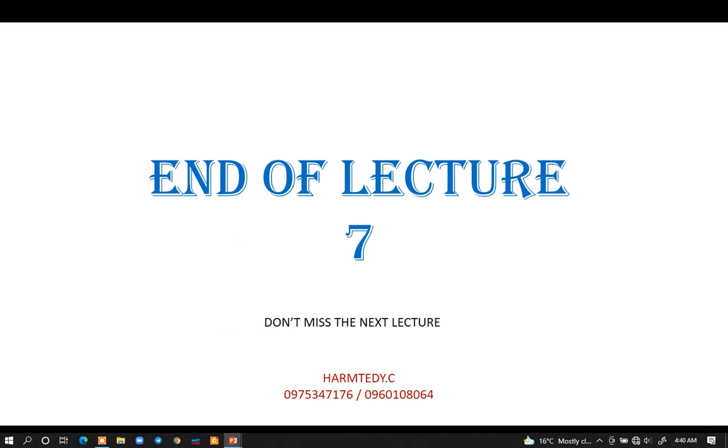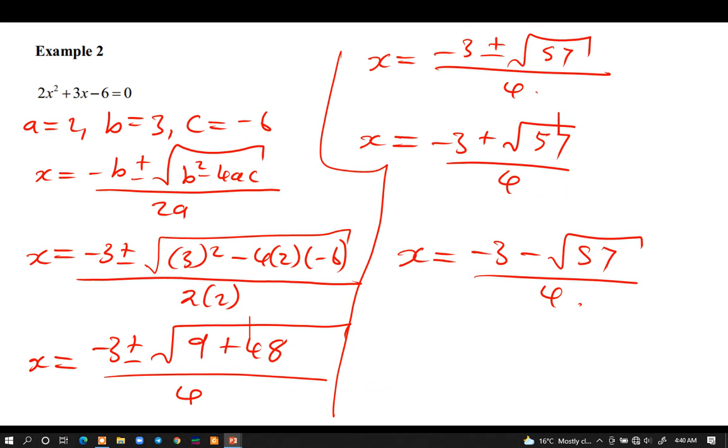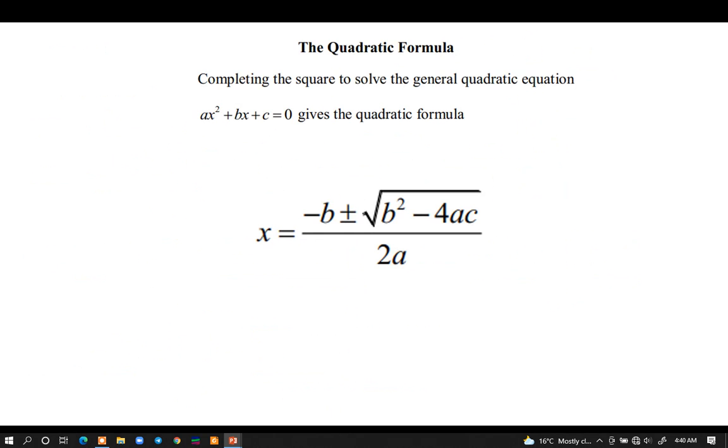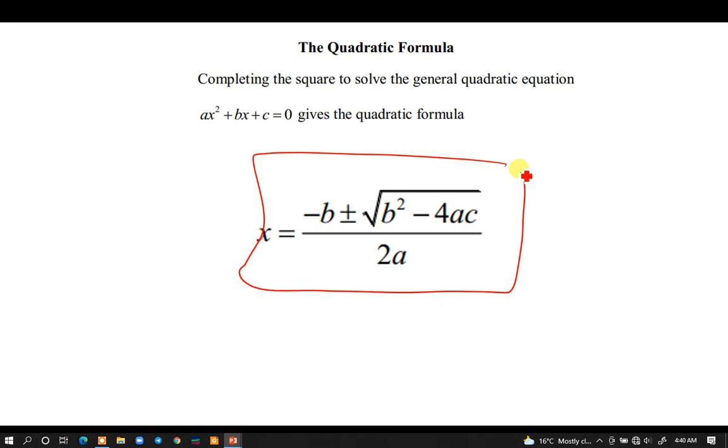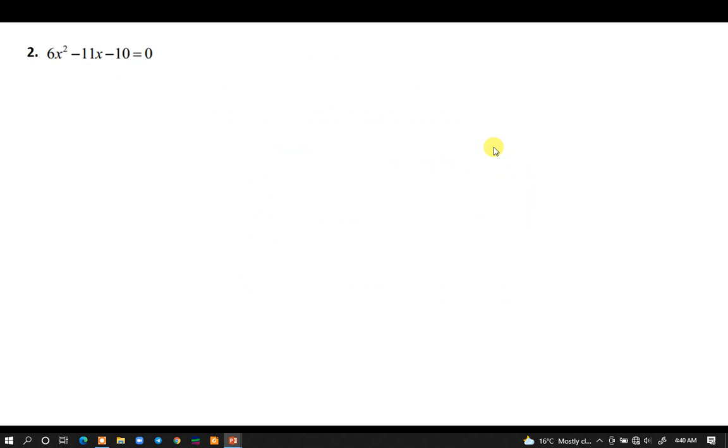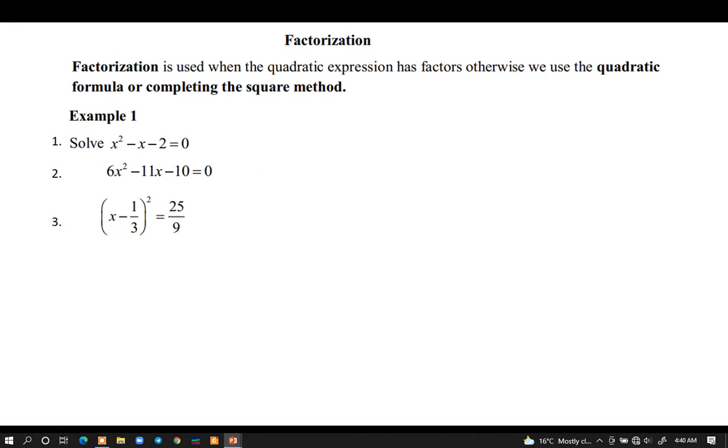That's the end of the lecture slide. Thank you very much for attending tonight's lesson. The most important thing that you need to know on the quadratic formula is simply the formula itself. On the factorization method, the most important thing that you need to know is how to find the factors and how to replace them there.